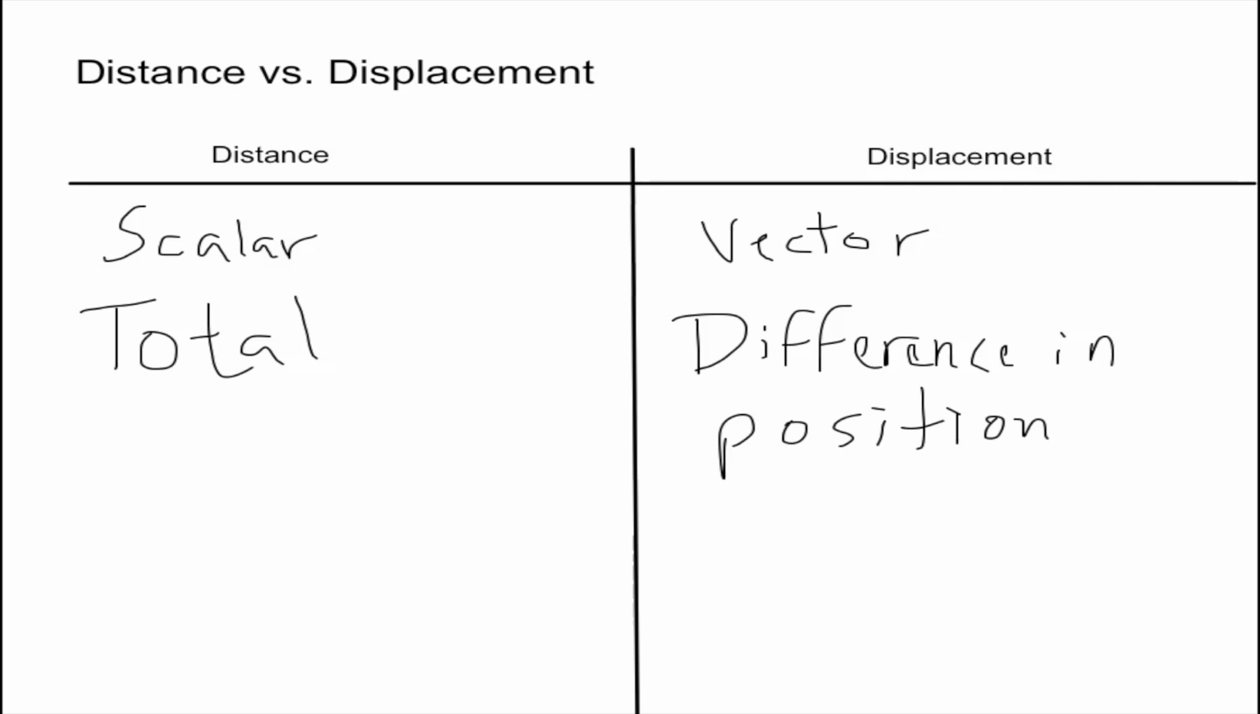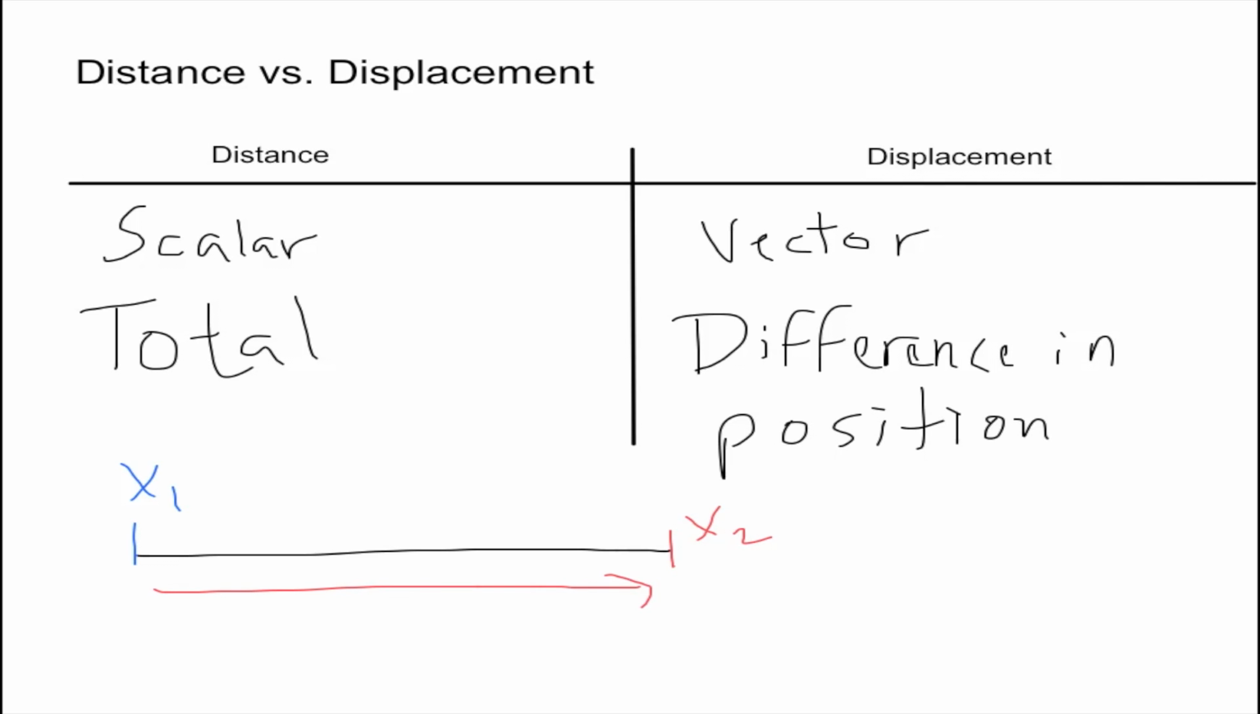So now let me show you an example of what I mean by this. Let's say there's a road and your starting position is here. So I'll call this x1. And you move into x2, which is the final position. So you're doing this. In this case, distance and displacement are the same thing.